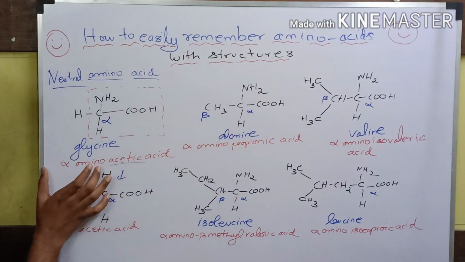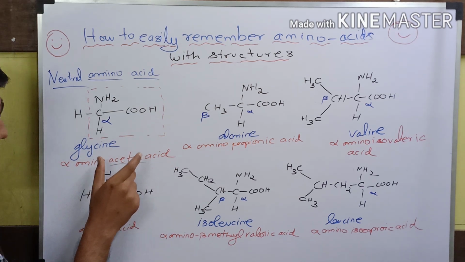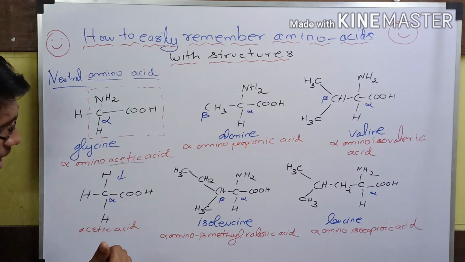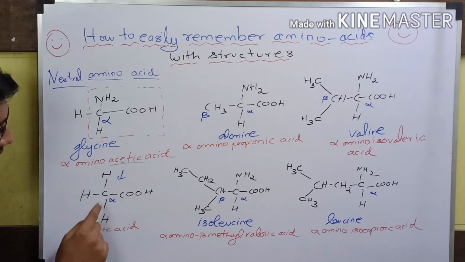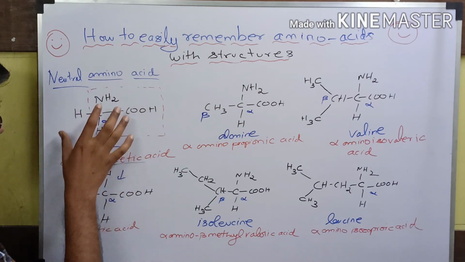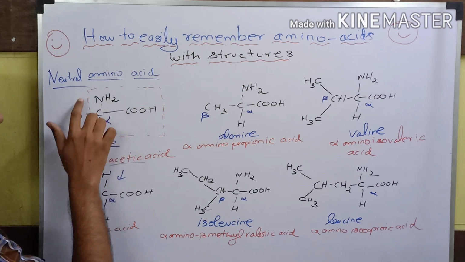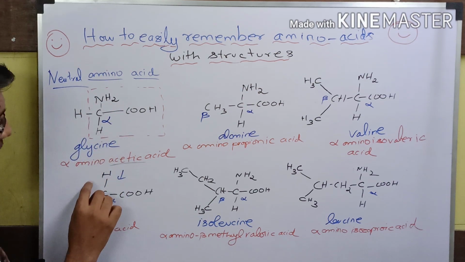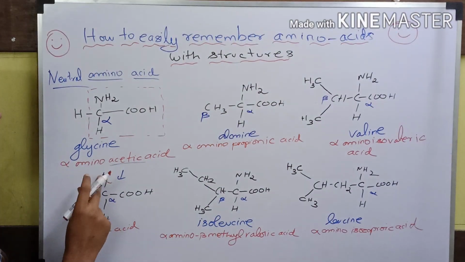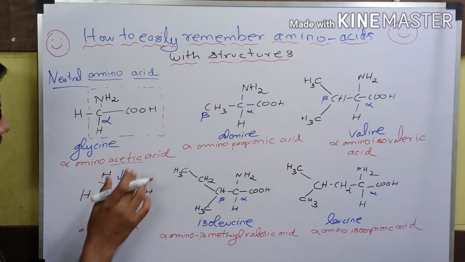Let us see this name, alpha amino acetic acid. Here acetic acid is the keyword. This is the structure of acetic acid. Acetic acid has three hydrogen atoms attached to the alpha carbon. The difference between these two molecules, glycine and acetic acid, is only the amino group attached to the alpha carbon. So by replacing this hydrogen atom and adding one amino group, we get glycine.